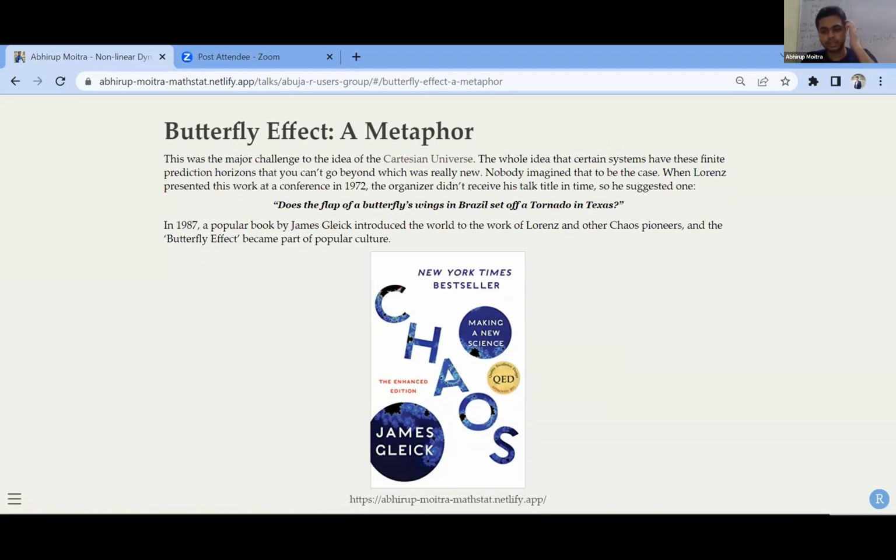So when Lorenz presented his work at a conference in 1972, the organizer didn't receive the talk title in time, so he suggested one: does the flap of a butterfly's wings in Brazil set off a tornado in Texas? So the butterfly, instead of the seagull, became the image most associated with his work. And it had an increasingly profound impact on a number of disciplines.